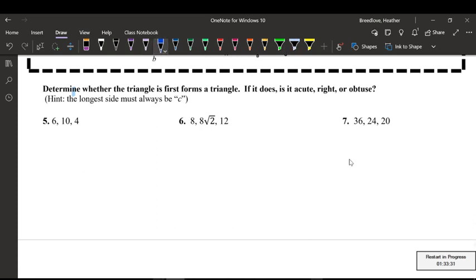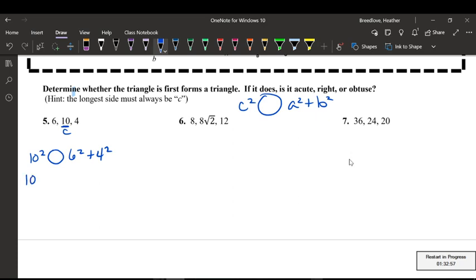So we're going to set this up as c squared, and then I'm going to do a big circle because that's what I'm filling in, A squared plus b squared. This is for the converse. My options will be equal, greater than, or less than. Greater than is going to be obtuse, less than is going to be acute. So I have the three values. The first thing I need to do is figure out the c. C is always the largest number. So 10 squared blank 6 squared plus 4 squared.